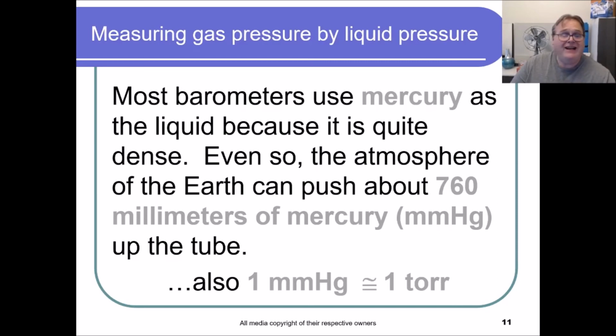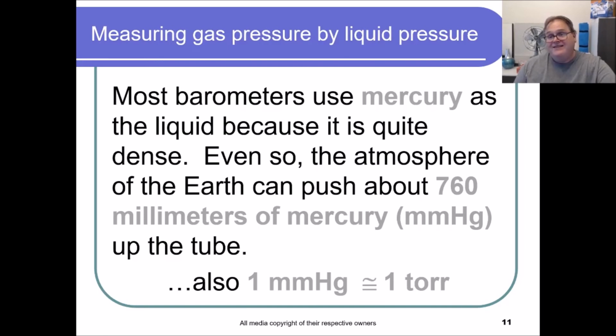We can use mercury, it's quite dense, and that 110 to 120 kilometers of air pressing down on our barometer will be able to push that mercury 760 millimeters up that tube. In other words, we have a liquid pressure measure of the gas pressure. If I can push up 760 millimeters of mercury up a tube, as the air presses down on the other side, then that is a unit of pressure. 760 millimeters of mercury is a way to measure that gas pressure.